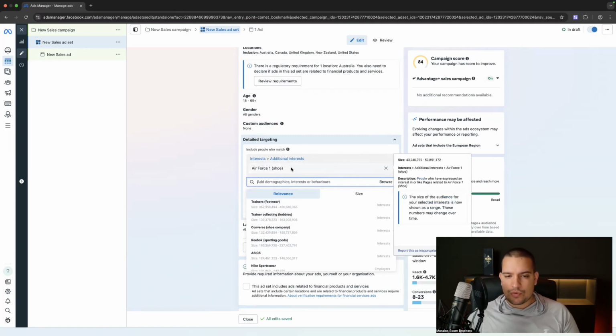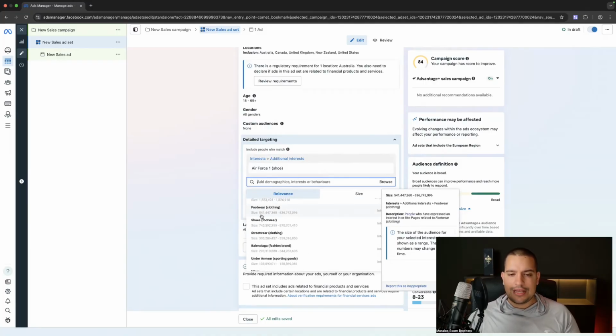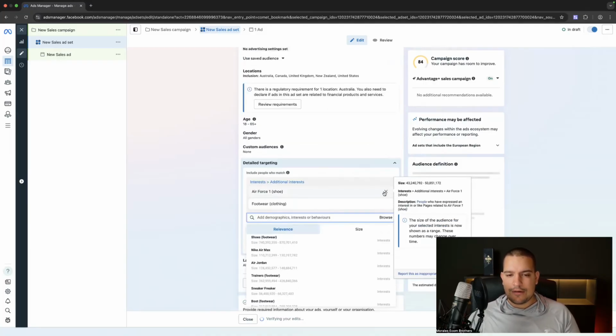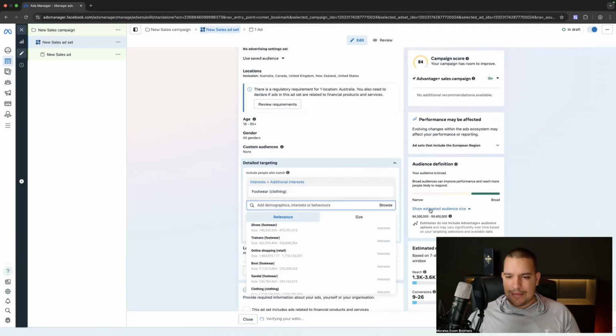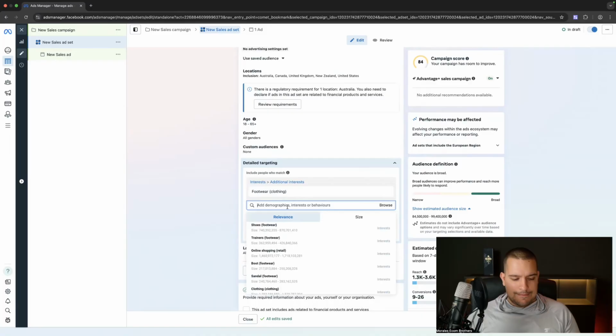So let's say Air Force One, I would sell something that is related to Air Force One. Footwear is way too big. If you come on here, footwear is at 84 million. This is way too much. And when is the right time to choose those big audiences?